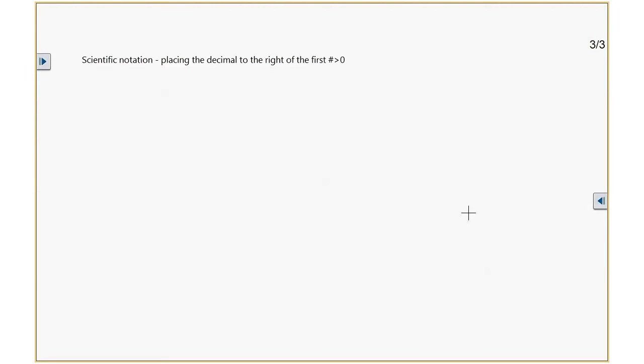Now, you need to memorize that definition, because when you're told to change a number into scientific notation, if you don't know that definition, then you're going to get the problem wrong. Okay? So write that down.